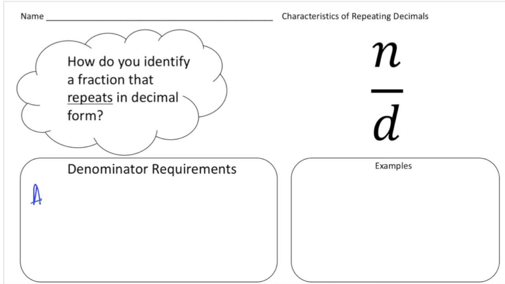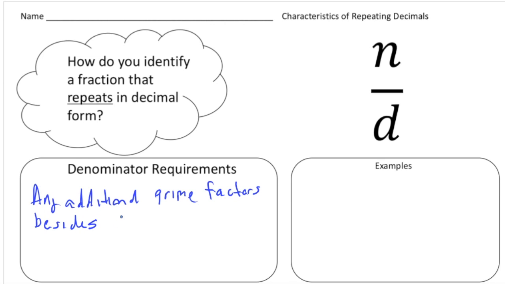is any additional prime factors besides 2 and 5. All right? So if it's only 2 and 5, we know it's going to terminate. But if there are any other prime factors besides 2 and 5, it's going to repeat.